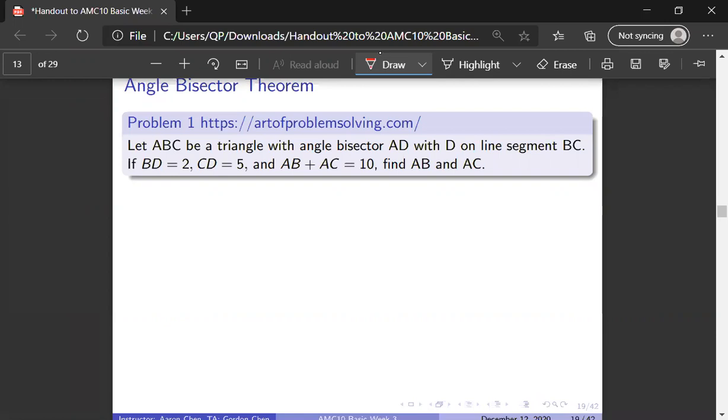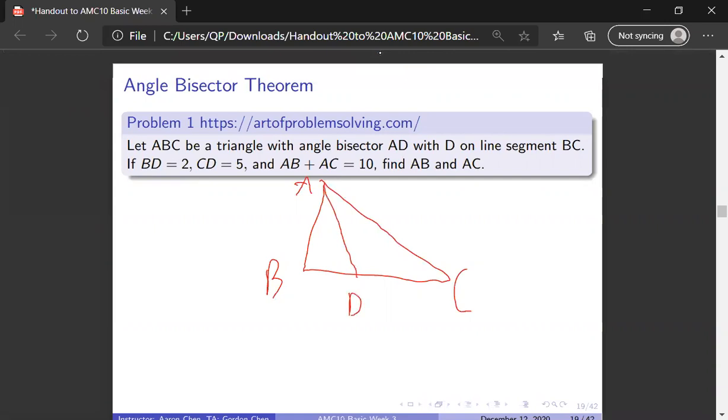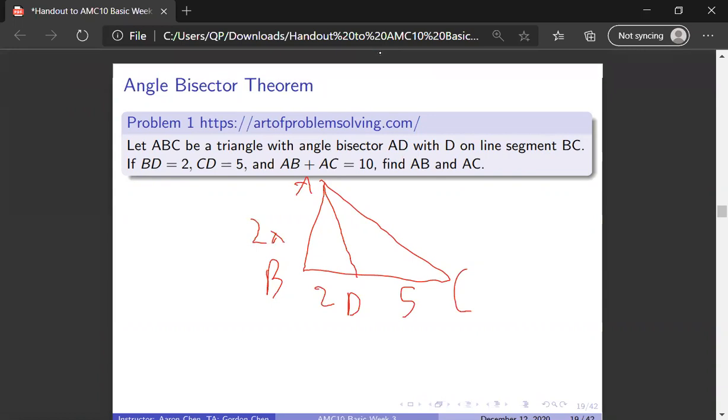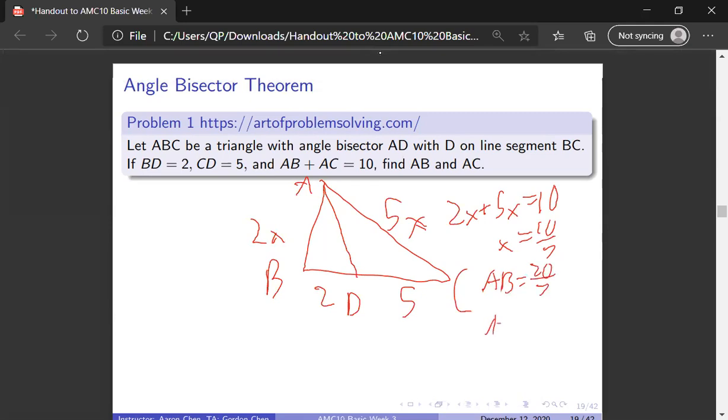All right. So first of all, we can draw a diagram. So A, B, and C with angle bisector D, and BD is 2 and CD equals 5. And so by the angle bisector theorem, you have that this is 2x plus 5x equals 10, which means x is 10/7. And so AB equals 20 over 7, and AC equals 50 over 7.